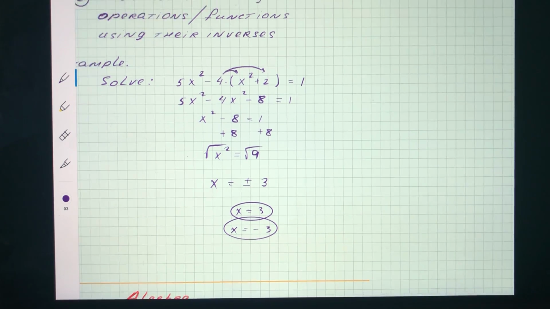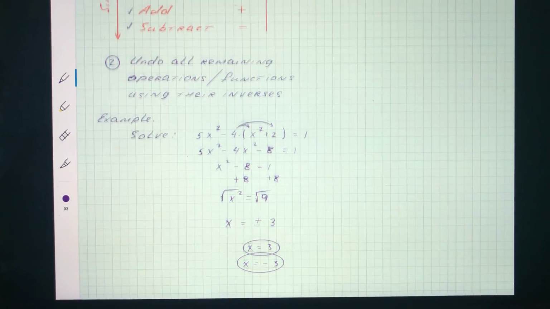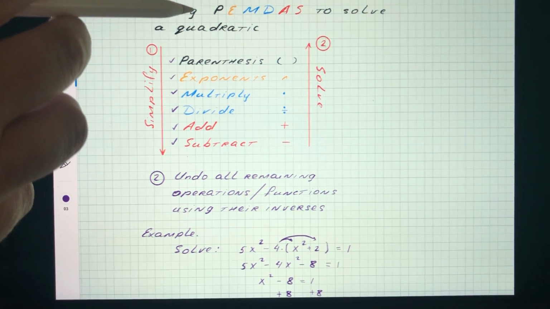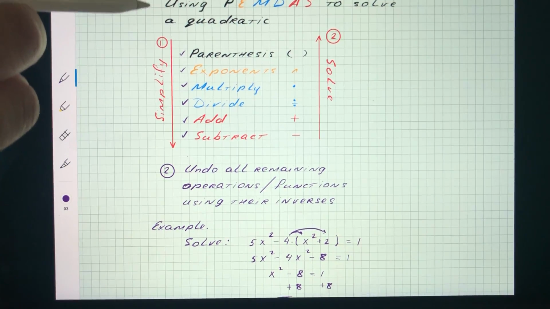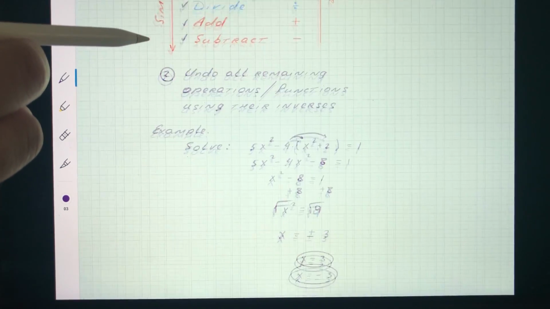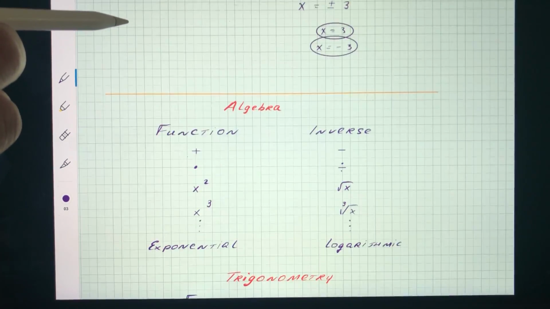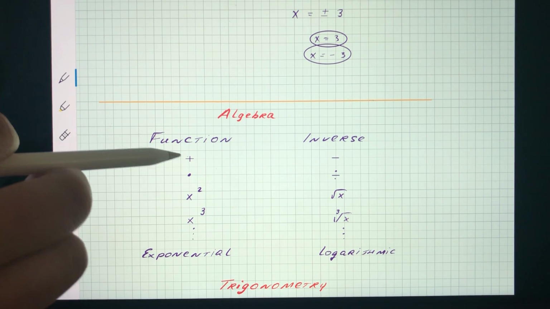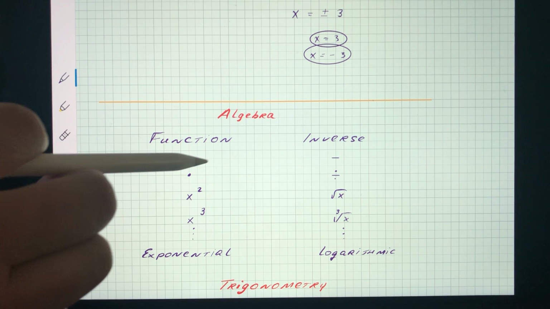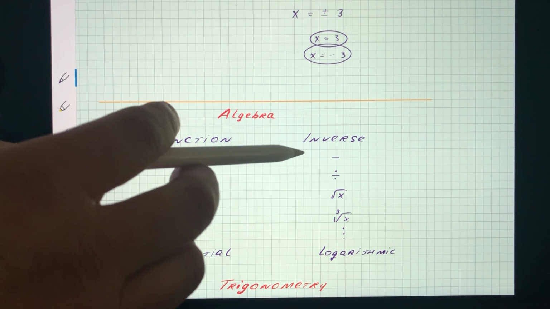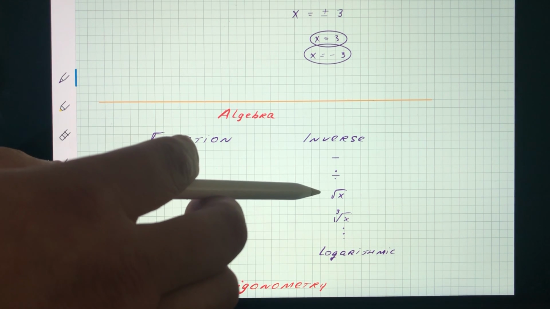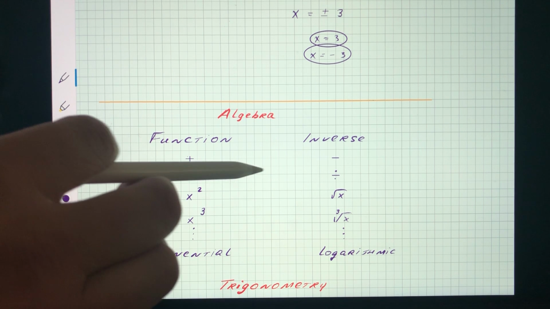Now, as we work through different courses, we will see this order of operations, or PEMDAS, play out in algebra, trigonometry, and in calculus. So here is a quick summary. In algebra, we have functions, we have inverse functions, or operations. So the plus and minus, these are inverses. Plus will cancel the minus, minus will cancel the plus. Multiplication and division will cancel each other off. Square and square root will cancel each other off. We have just done this operation.